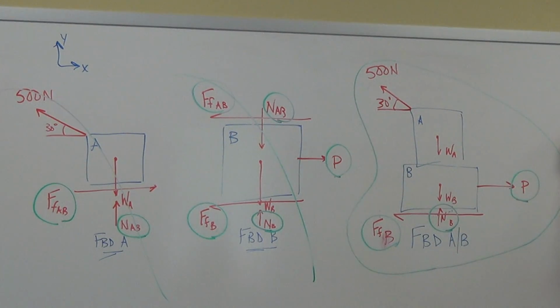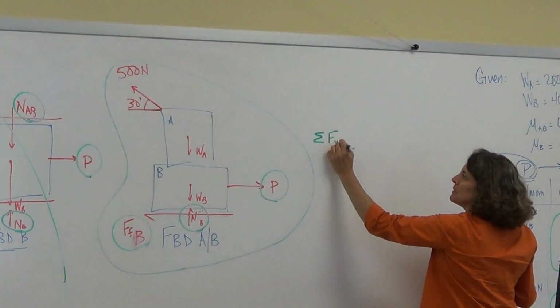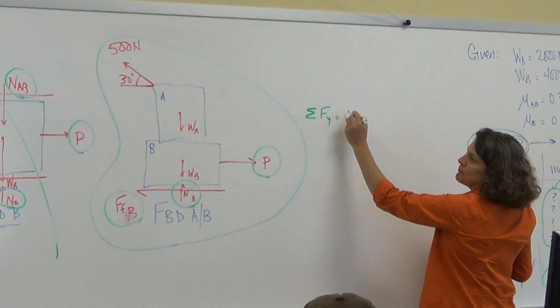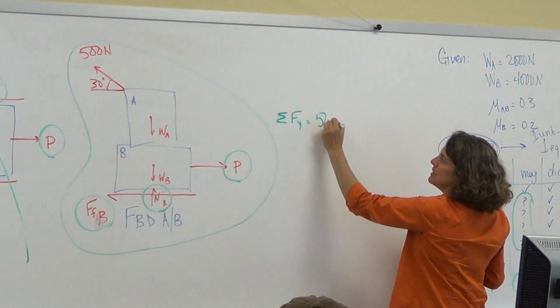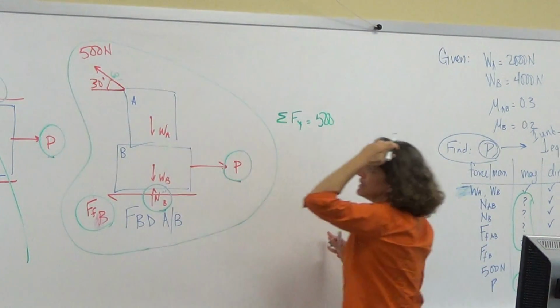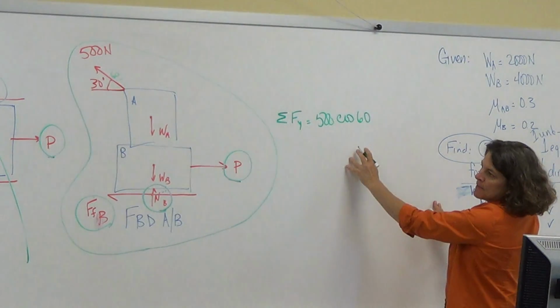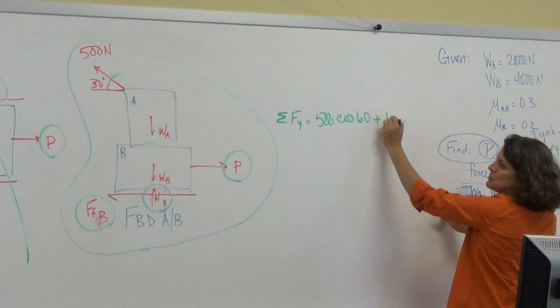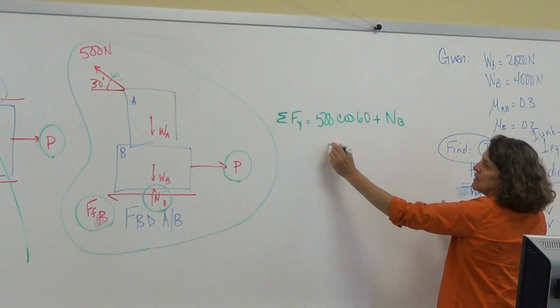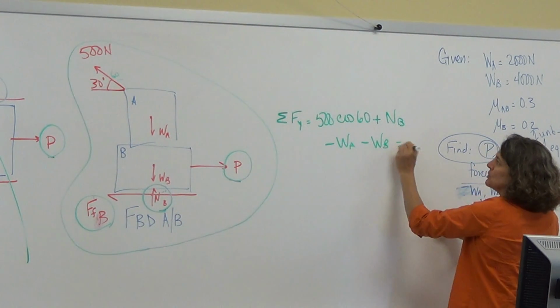Sum of the forces in Y, okay. So we have 500, this is going to be 60 here, right? 500 times the cosine of 60 plus normal B minus weight of A minus weight of B equals 0, right?